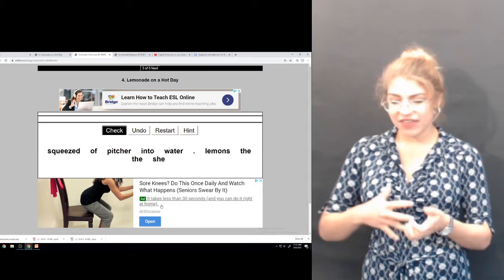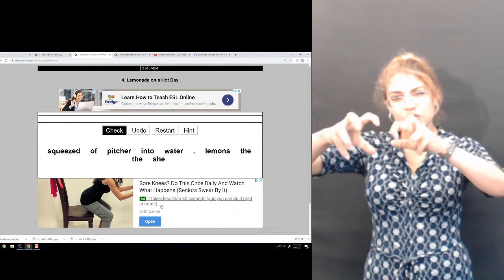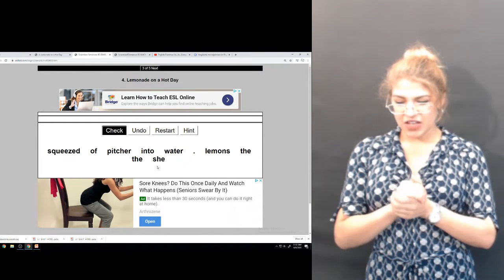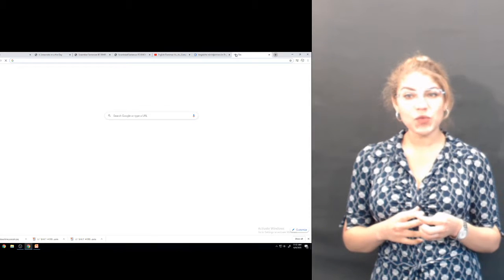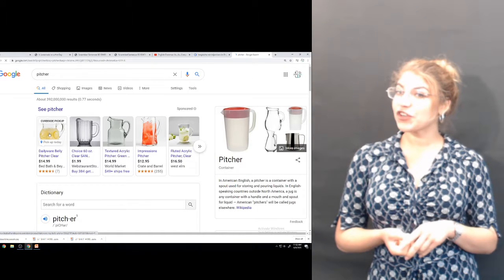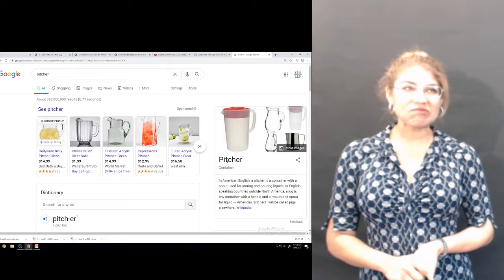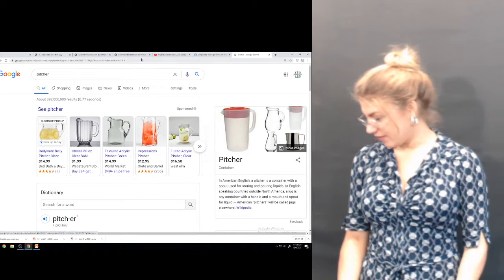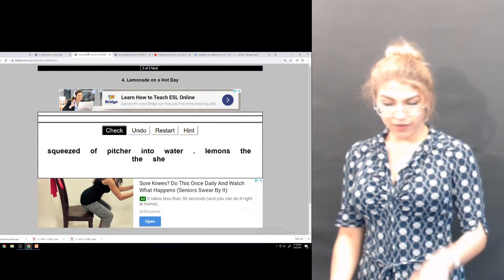Squeeze. When you have a lemon, you take the lemon and you cut and you squeeze the lemon. Now, pitcher. You can have a pitcher of water, or a pitcher of lemonade, or a pitcher of tea. I need to make tea. Do you have a pitcher?